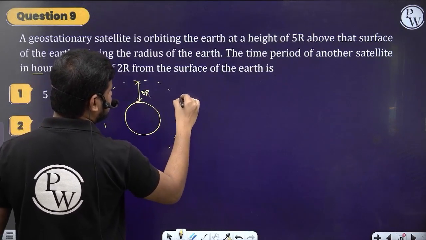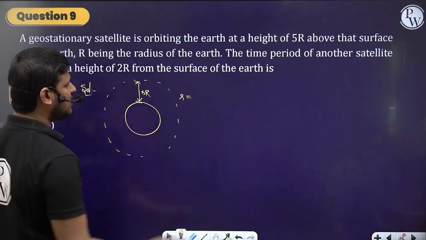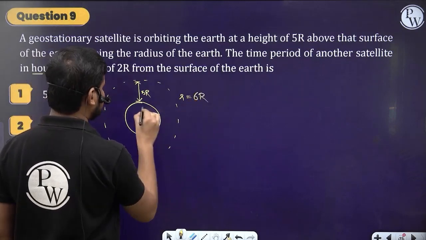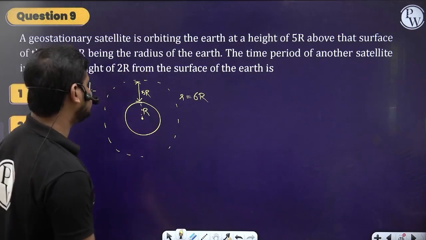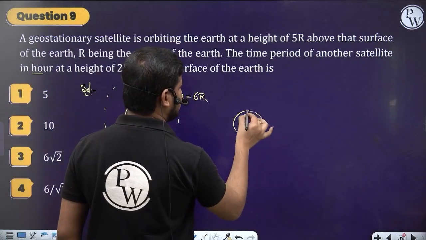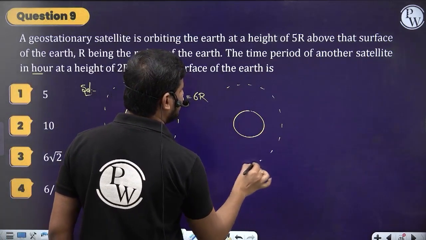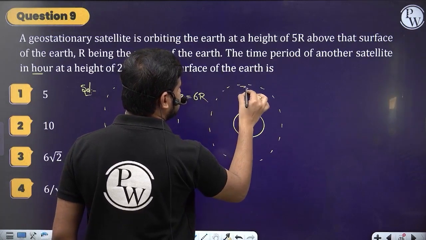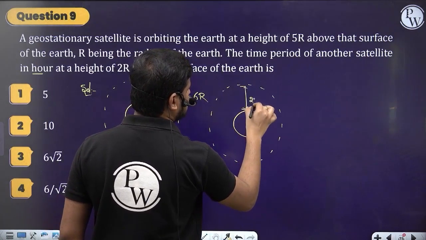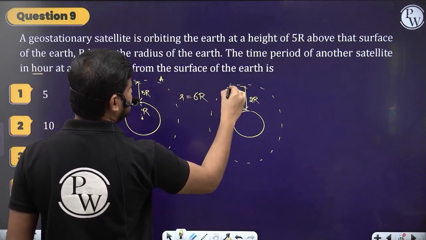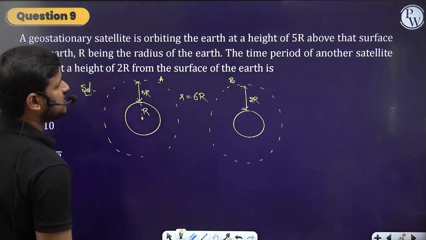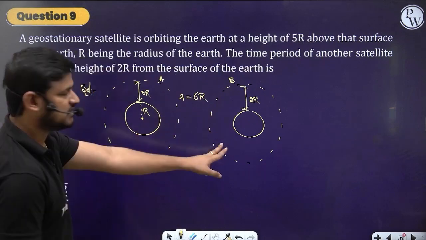So what will be the small r now? It will become 6R, because the radius of the earth also you should include. And then another satellite which is at a distance 2R from the surface of the earth. Let it be satellite A, and let it be satellite B. They are asking what is the time period of the other satellite.